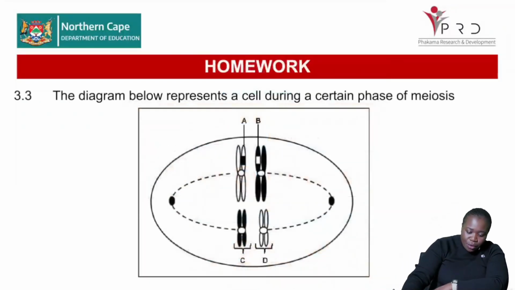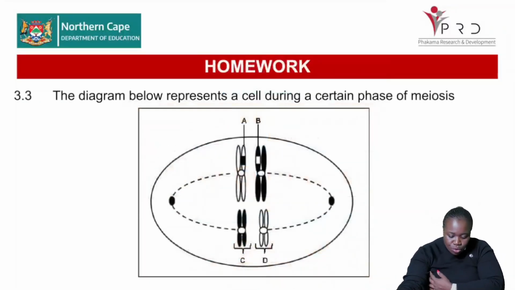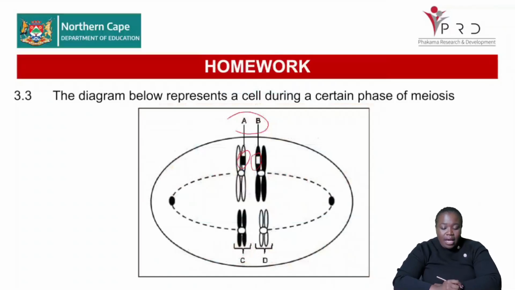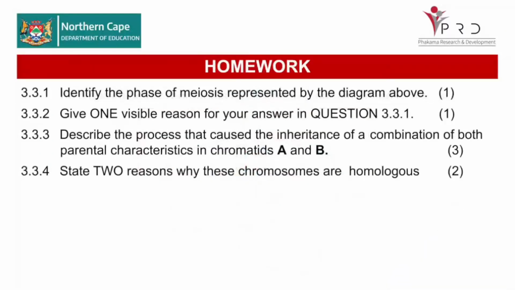Okay, now for your homework, here you are going to look at another phase whereby we can see that crossing over has already taken place. You have part A, B, C, and D, and then you will answer the questions that have been provided below, and that will be discussed in your next lesson.